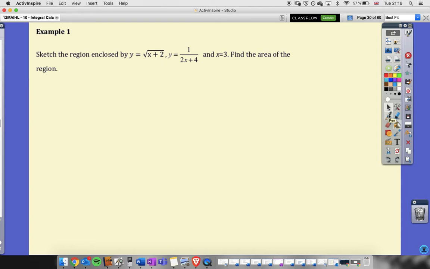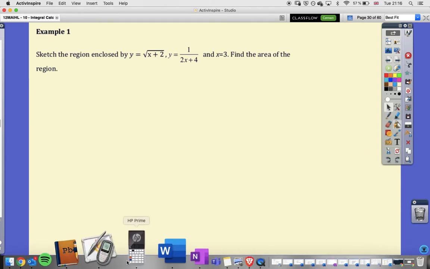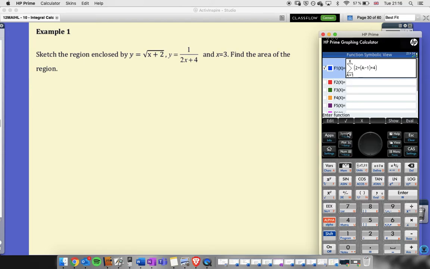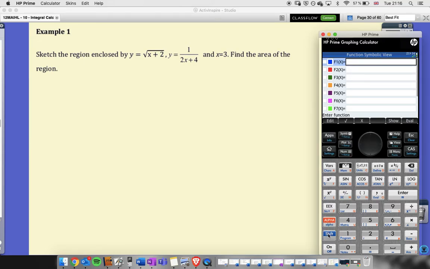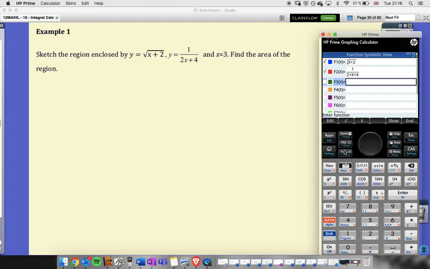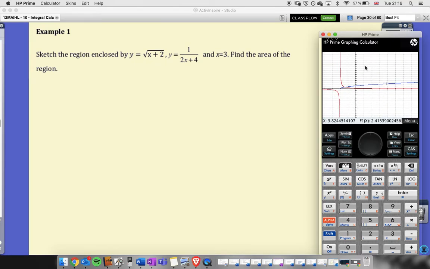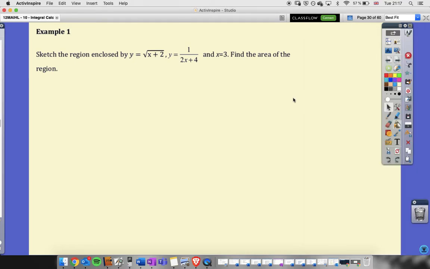So if we are to sketch these, let's take a look at what they actually look like on our calculator first of all. So we want square root of x plus 2, and we would like 1 divided by 2x plus 4. Okay, so this is what they're looking like, and we're trying to find the region enclosed by these two curves and the line x equals 3. So let's make a little sketch of these.